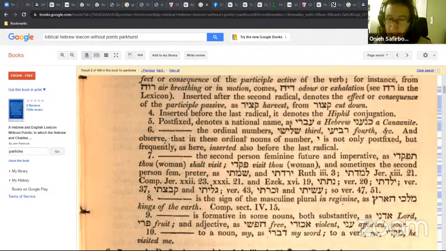So it can mean, for example, tafkadi would be you, feminine, shall visit. But it can also mean you shall visit you. Visit you, this person, come on, visit them. You're saying visit you, versus a regular phrasing, you will visit or you visit.